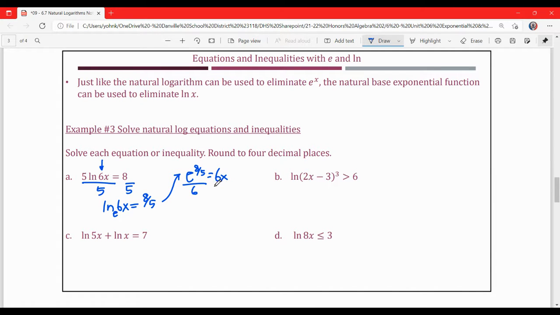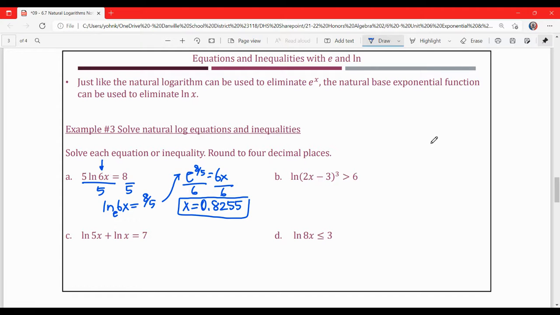I can divide by 6. So if I type into my calculator e to the 8/5 and then divide by 6, I get 0.8255. Again, I can check and see if this is right or not by plugging x in here, doing 5 times the ln of 6x, and that should equal 8.